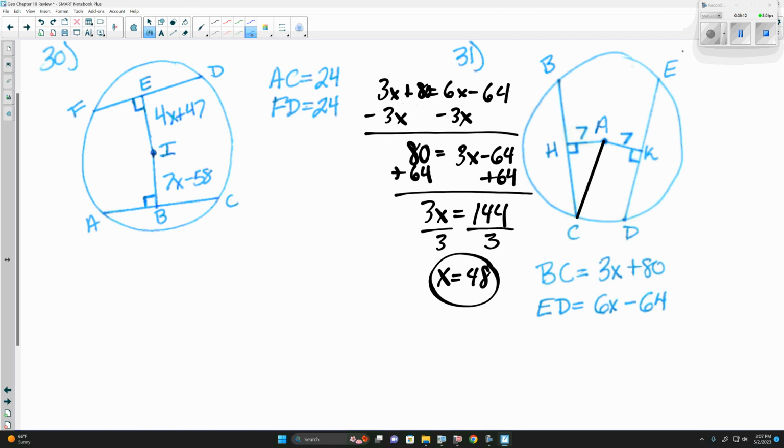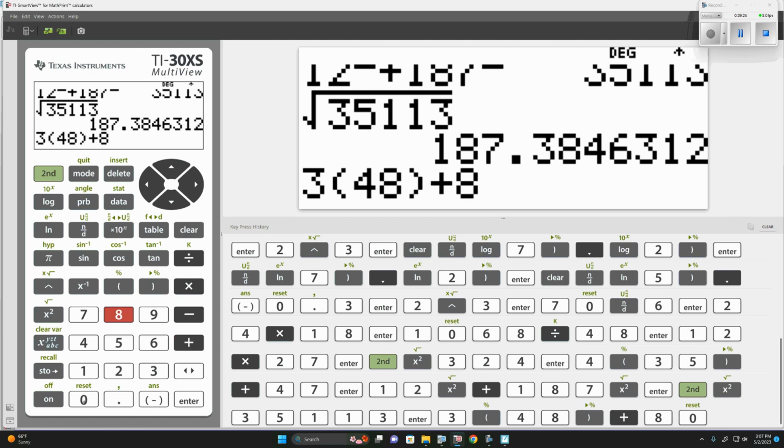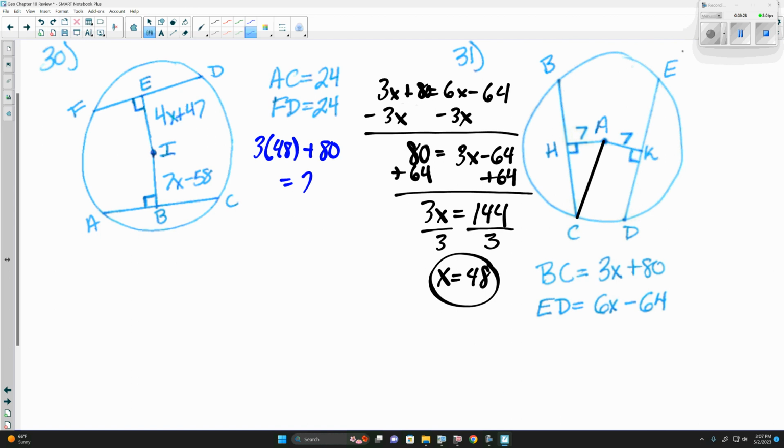Now, just like with the last one, we have to plug it back in. 3 times 48 plus 80 is 224. Now, specifically with this one here, we're saying that the whole length is 224. But we don't want the whole length, we only want half of it, so this would be 112.